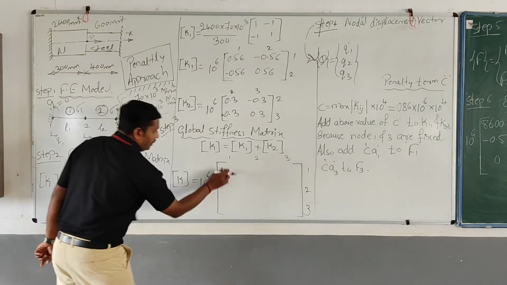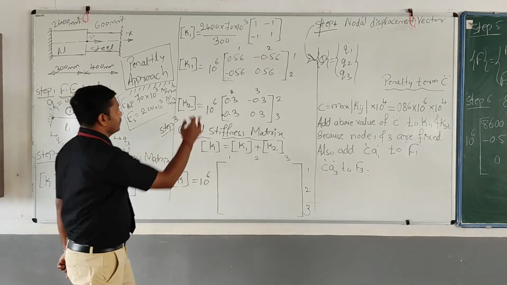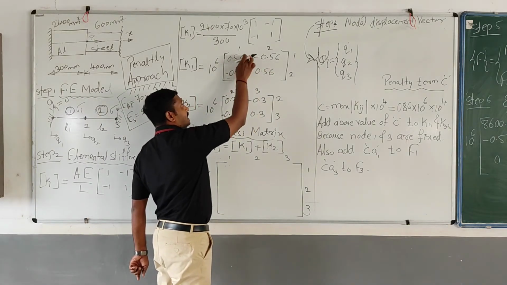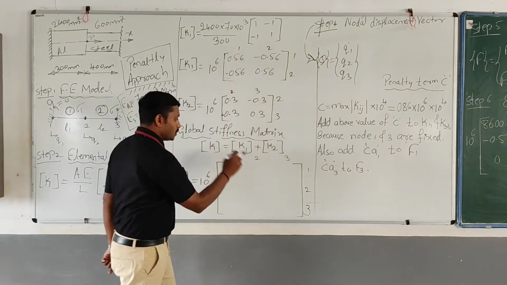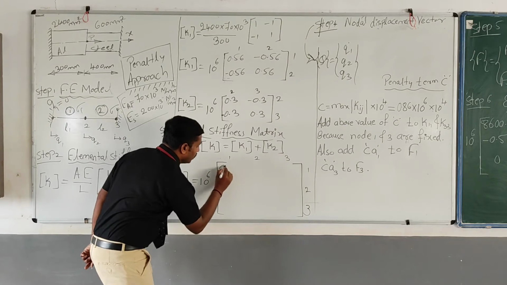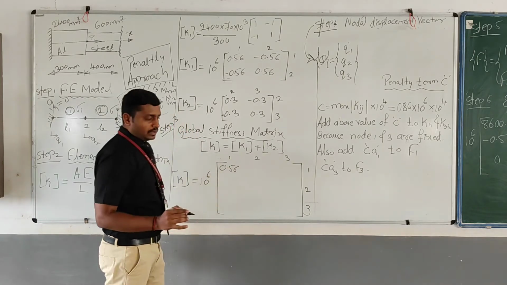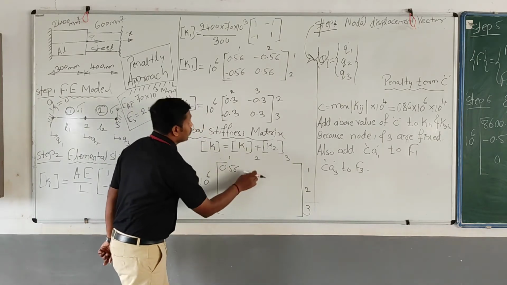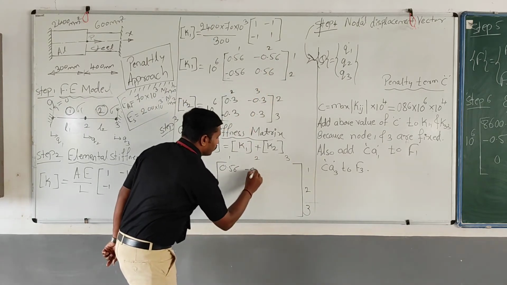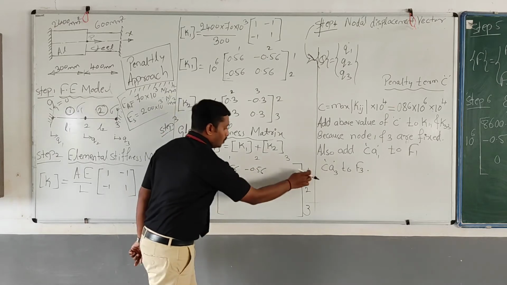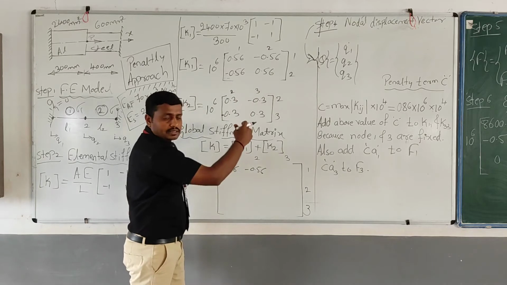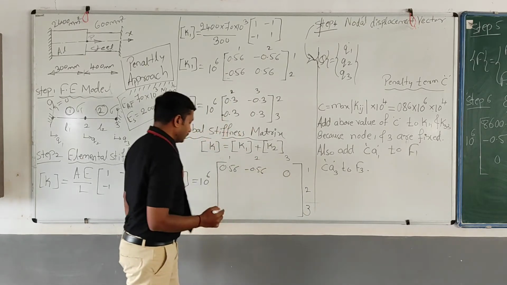Here, row 1, column 1. Look at the elementary stiffness matrix. Row 1, column 1, the value in that region is 0.56. So at the place row 1, column 1, I will write 0.56. Similarly, row 1, column 2, it is minus 0.6. Row 1, column 3 is not available in both matrices, so that value becomes 0.